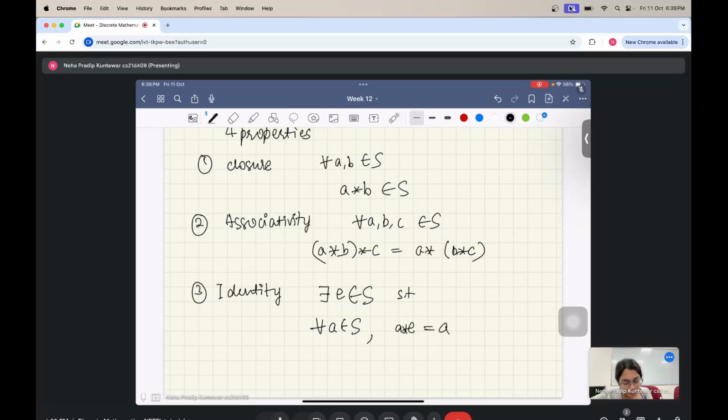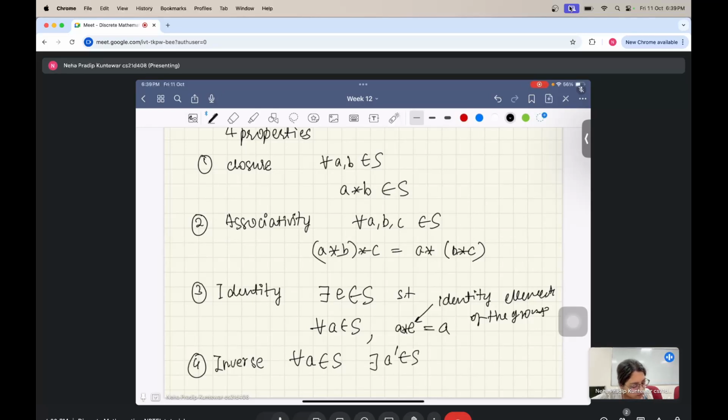And the fourth one is what is called inverse. This E that we have is called the identity element of the group, by the way. And what do I mean by inverse? Inverse says that if you look at any element a in the set S, there has to be another element a prime in the set, such that if I do an operation of a with a prime, then I get back the identity element.